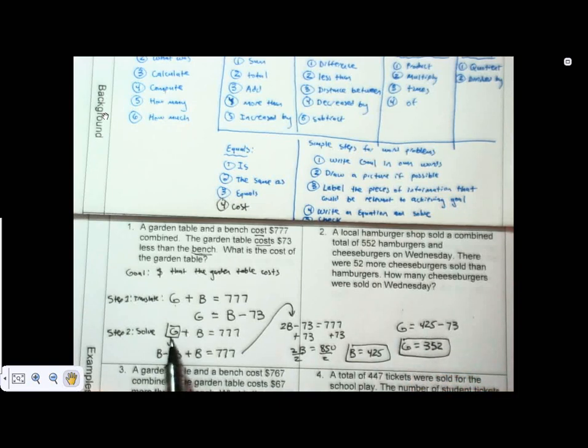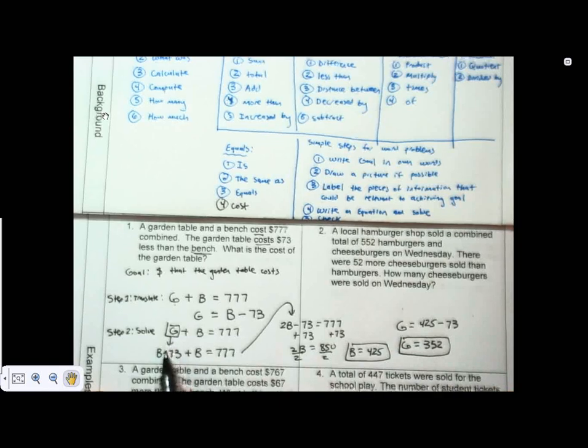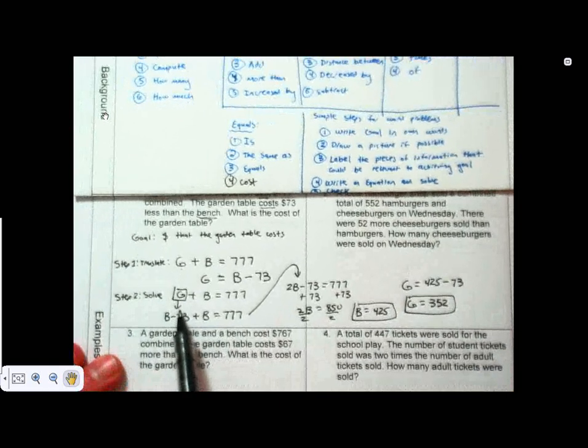Going back here for just 1 second, why was I allowed to do the substitution? Well, again, I'm not doing anything funny. I'm taking G out, but I'm putting something equivalent to G in its place. How do I know B minus 73 is equal to G? Well, that's what my second equation tells me. So B minus 73 and G are interchangeable.